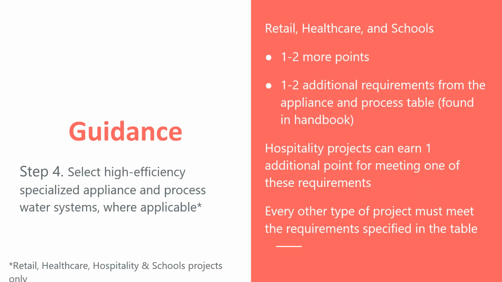Step 4 is to select high-efficiency specialized appliances and process water systems where applicable. This specifically applies to only retail, healthcare, hospitality, and school projects. For retail, healthcare, and schools, 1 to 2 points can be earned, with 1 to 2 additional requirements met from the appliances and process table, which is found in the handbook. Hospitality projects can earn 1 additional point for meeting one of those requirements. Every other type of project must meet the requirements specified in the table.